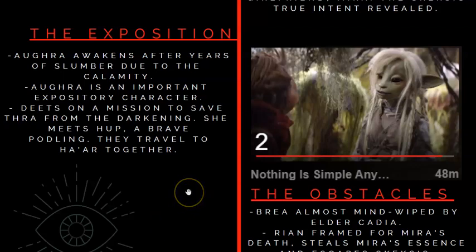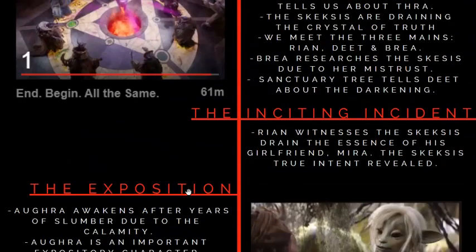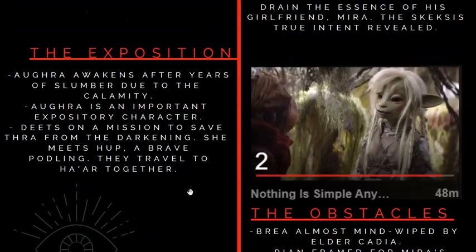So while she was asleep, the Skeksis were slowly draining the crystal of truth, which used to be hers. While she was asleep, they were corrupting, that's the word I was trying to find, corrupting basically the land and Thra. Now Deet has her mission to save Thra from the darkening.